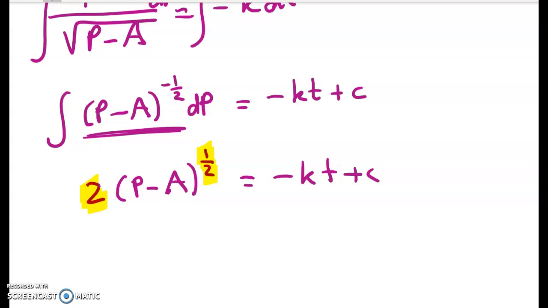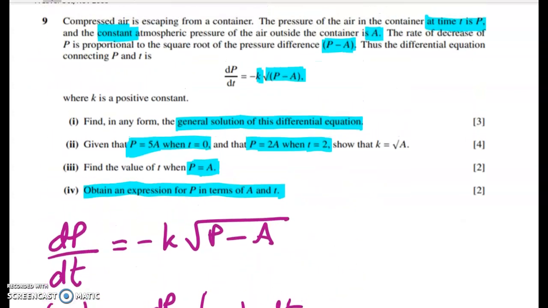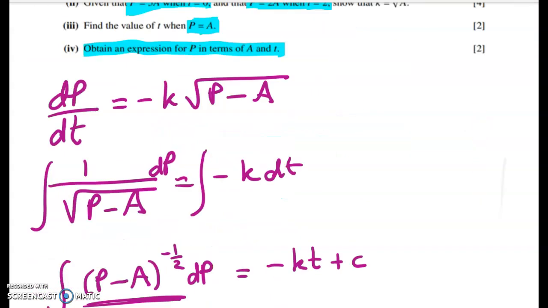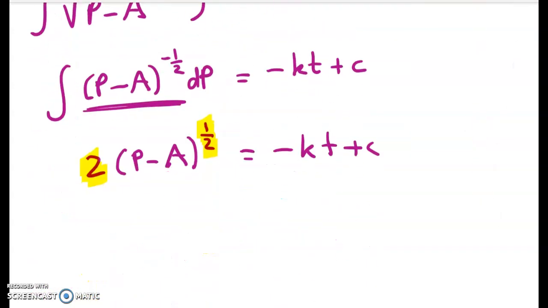Okay, so what were we asked to do? Well, the first part was just to find in any form the general solution of this differential equation. So that's fine, that's all we had to do. We don't have to clean it up too much. We could write it like this.